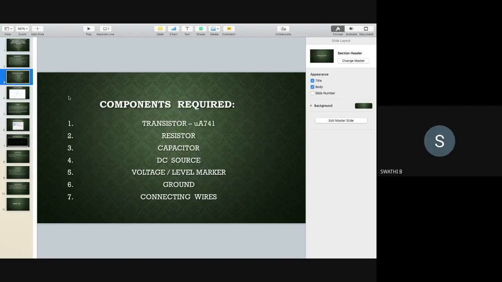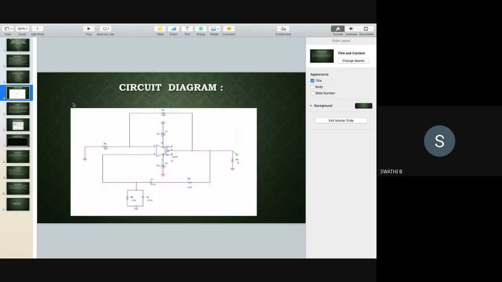The components that we use in this Wien Bridge oscillator are op-amp UA741, resistor, capacitor, DC source, voltage level marker, ground, and connecting wires. The Wien Bridge oscillator is an audio frequency sine wave oscillator of high stability and simplicity. The feedback signal in this circuit is connected to the non-inverting input terminal so that the operational amplifier is working as a non-inverting amplifier. The series and parallel combination of the RC network forms a lead-lag circuit.